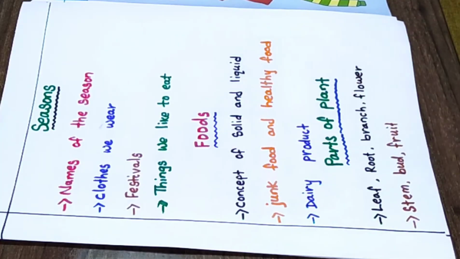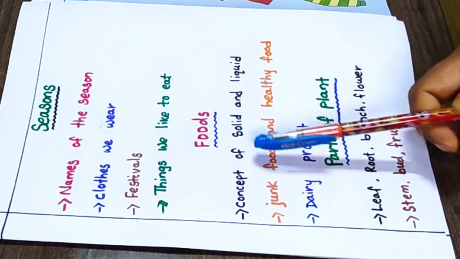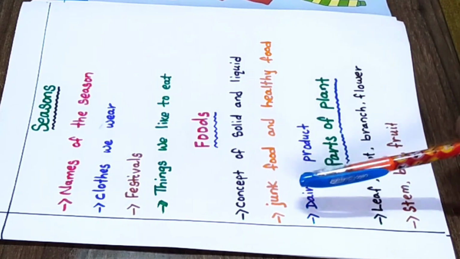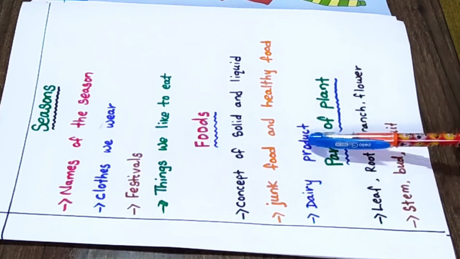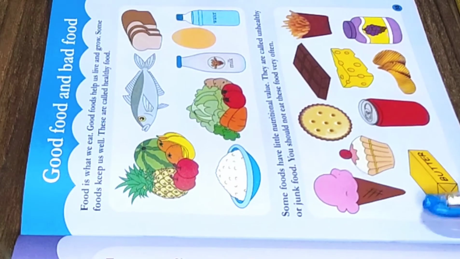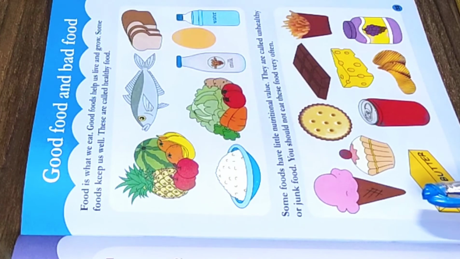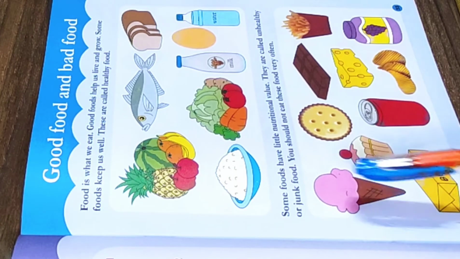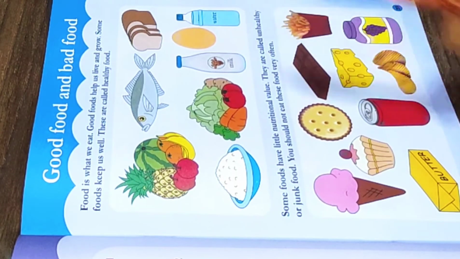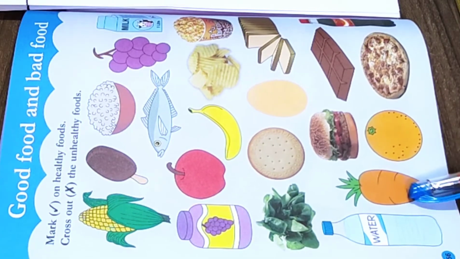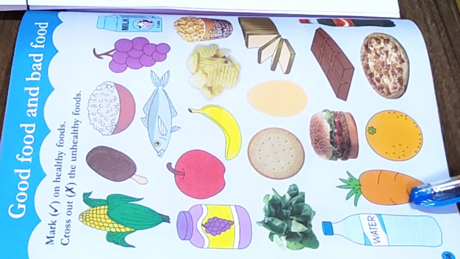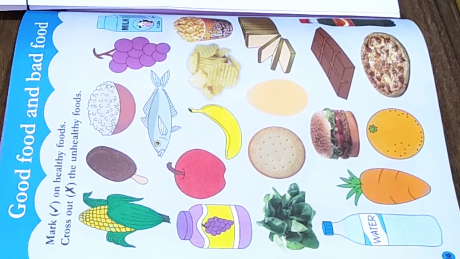In foods, the child should know the difference between solid and liquid food, junk food and healthy food, and also the child should know different kinds of dairy products. Through this worksheet, you can help the child understand the difference between healthy food and junk food. Here all these foods are healthy food and here all these foods are junk food. In this worksheet, the child needs to tick healthy foods and cross junk foods.